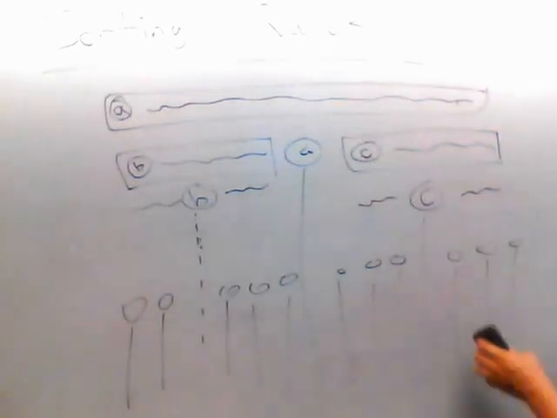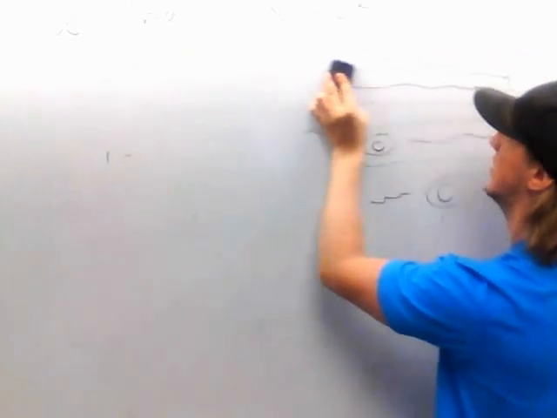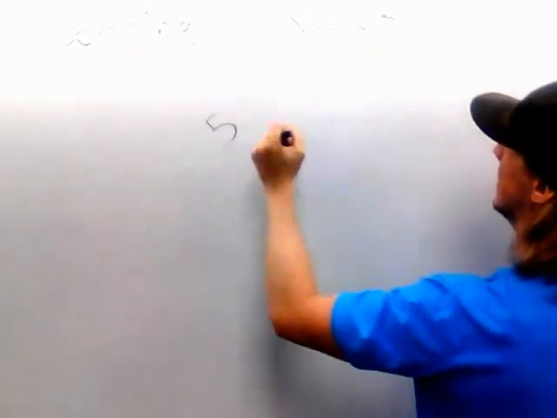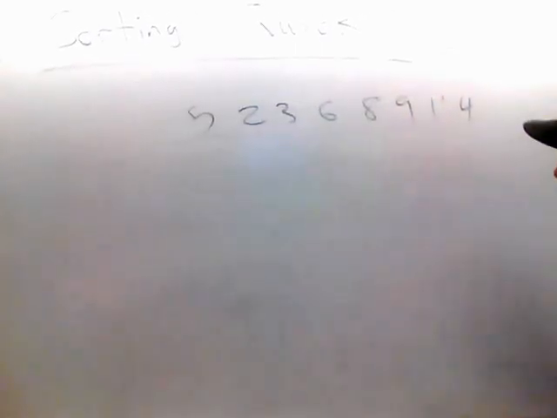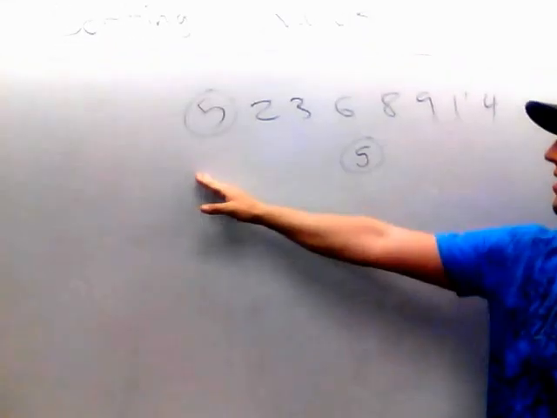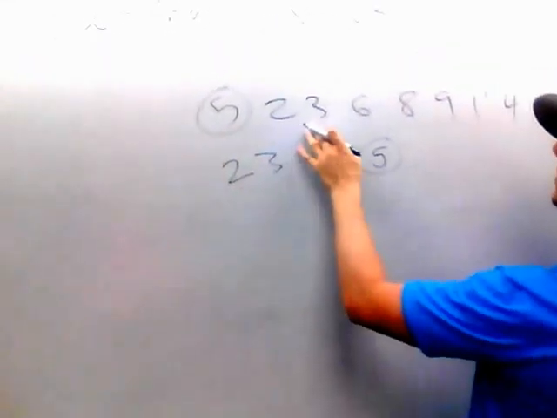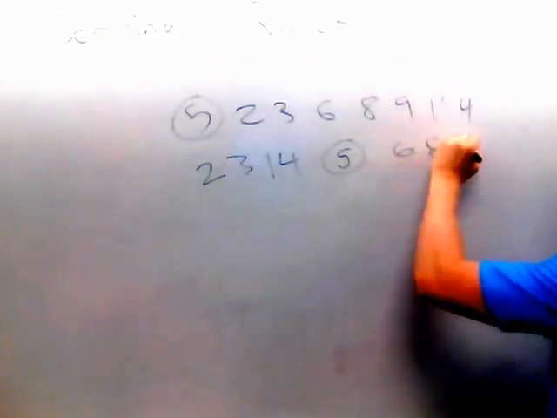Okay? So real quick example. Five, 2, 3, 6, 8, 9, 1, 4. Okay? So we're going to choose 5 as our pivot. So put 5 in the center, and everything less than it goes to the left. So we have 2, 3, 1, and 4. Everything greater than it goes to the right. So here we have 6, 8, and 9.